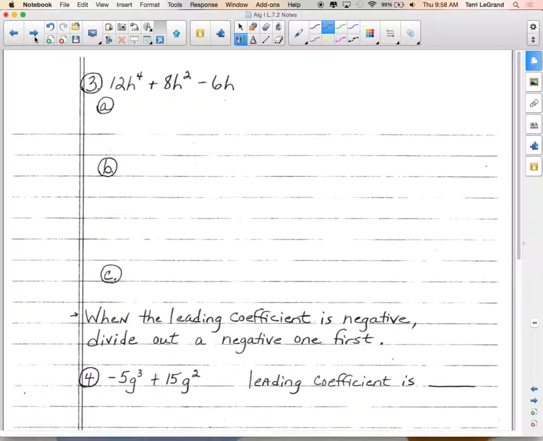So first thing we're going to do is say, what is 12h to the 4th factored out? What is 8h to the 2nd factored out? And what is 6h factored out? So prime factorization for the constant part. How many factors of the variable part do you have?